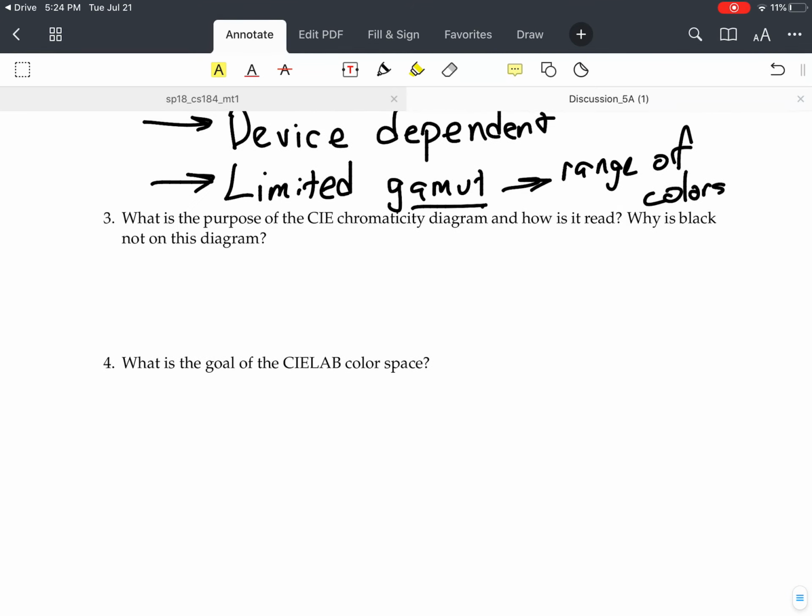Okay, so what is the purpose of the CIE chromaticity diagram, and how is it read? Why is black not on this diagram? If you don't know what this diagram looks like, I would highly suggest that you go to the lecture slides, or go online and look up the CIE lab color space. Check it out and see what it's all about. But we're going to discuss it real quick.